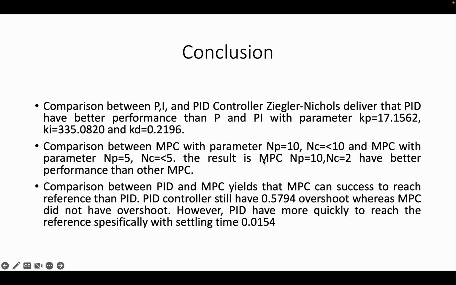I get that the MPC with NP10 and NC2 has better performance than the other MPCs, and I compare again between PID and MPC. The result is that MPC can reach the reference, unlike PID. The PID controller still has 0.5 overshoot, whereas MPC has no overshoot. However, PID reaches the reference more quickly, specifically with a settling time of 0.0154.